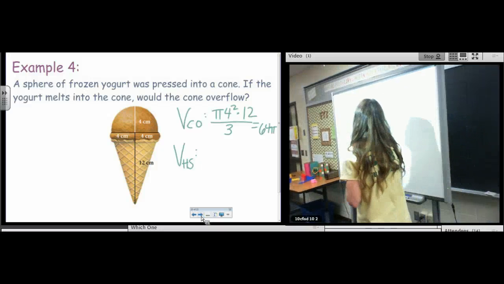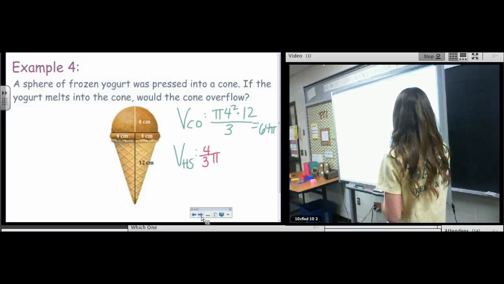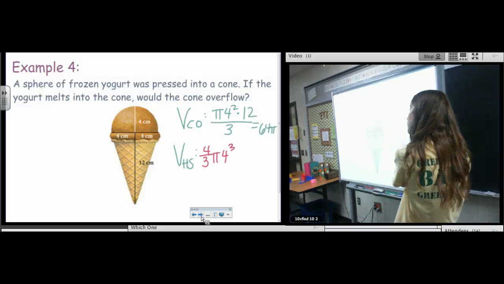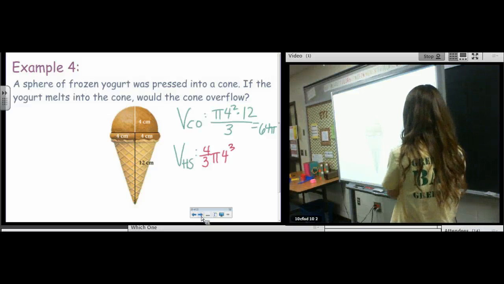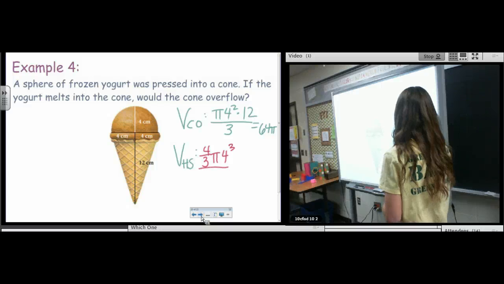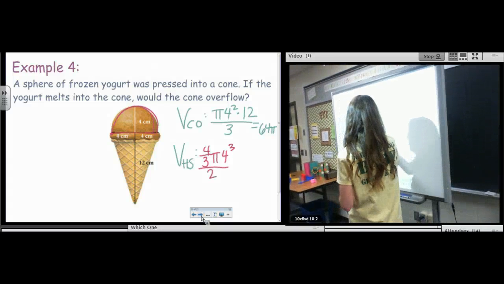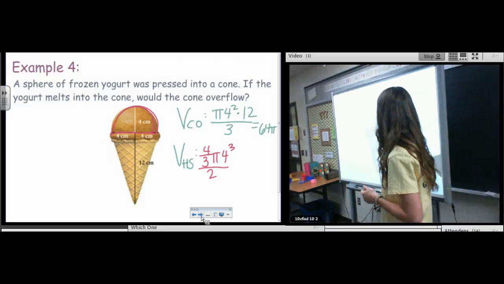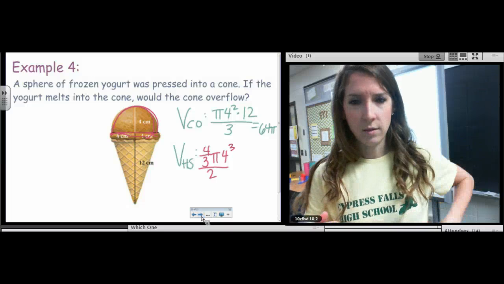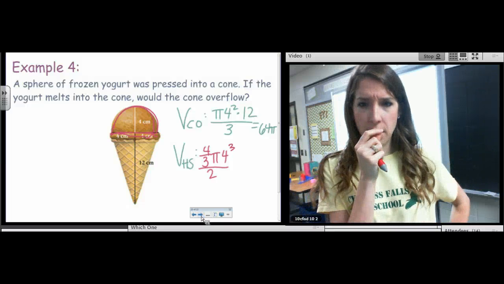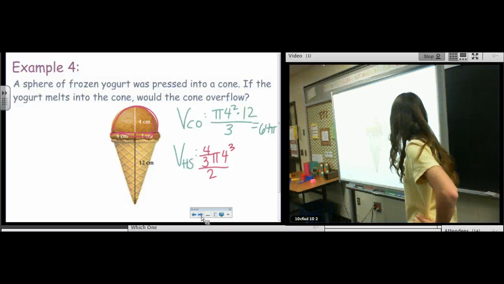And volume of a hemisphere. So volume is 4/3 pi r cubed. But we want to divide it by 2 because we're going to just treat this like a half sphere. We're going to ignore that part right there because it's a hemisphere. Oh no, it's a whole sphere, frozen yogurt, isn't it? The other part's underneath, we can't see it. Okay, sorry.